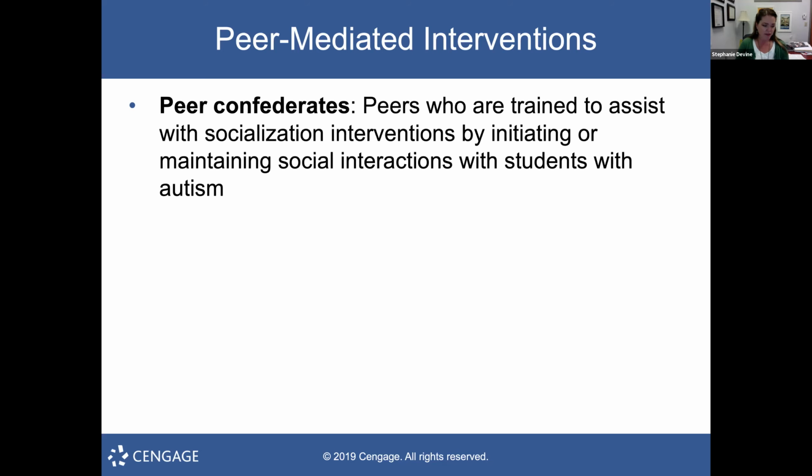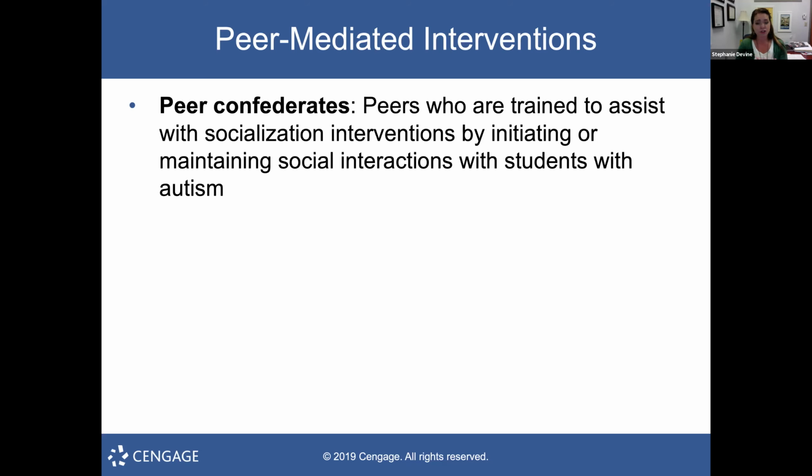It's best accomplished using one other peer. So one peer and one student with autism as a dyad working together rather than multiple peers, because what the research shows is those multiple peers start just interacting with each other and not the student with autism. So keep that in mind. It works best in a dyad situation.